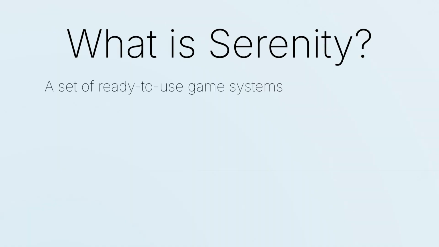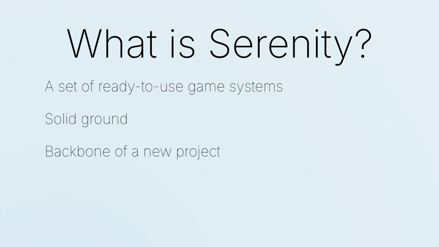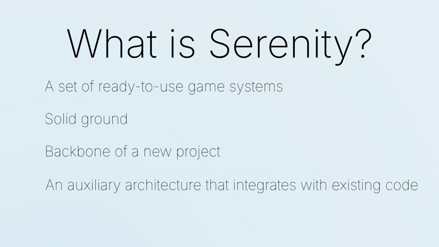Serenity is a collection of well-defined game systems, designed to provide a level of structure that Unity intentionally leaves open. It is called a foundation because it gives you solid ground, not because it replaces your entire game architecture. You can use Serenity as the backbone of a new project, or as an auxiliary architecture alongside existing code. It does not require you to rewrite your game.